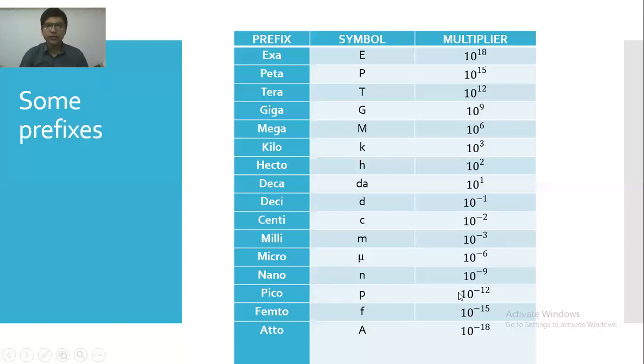But you don't just have to memorize those prefixes which I have indicated. You have to remember all of these prefixes. This is the list of prefixes which you students have to remember, and it can be asked in your questions. So let's talk more about prefixes.